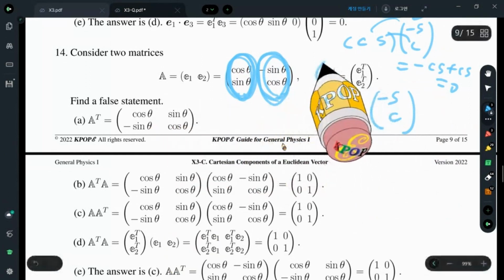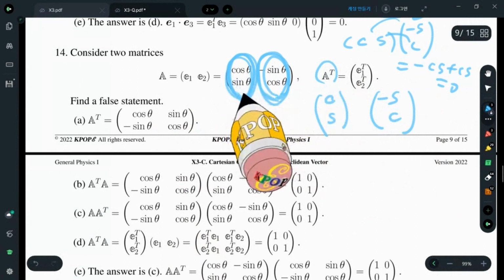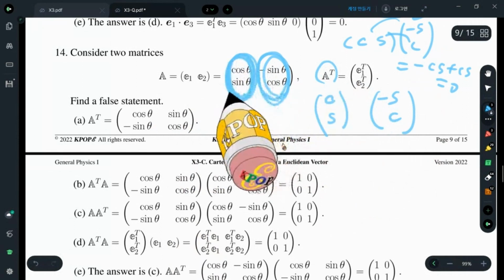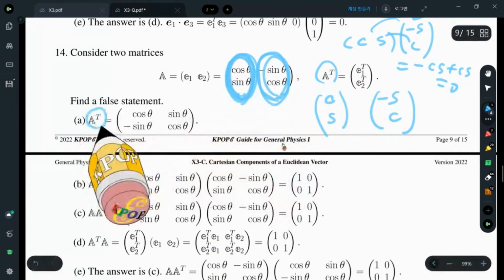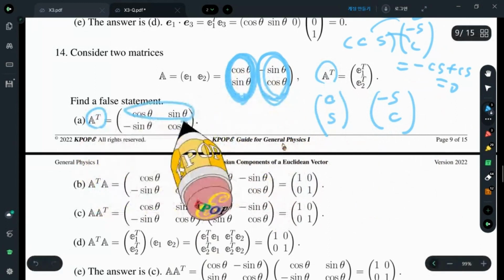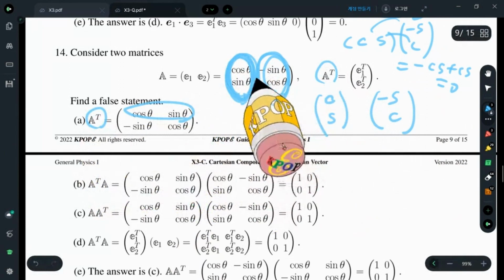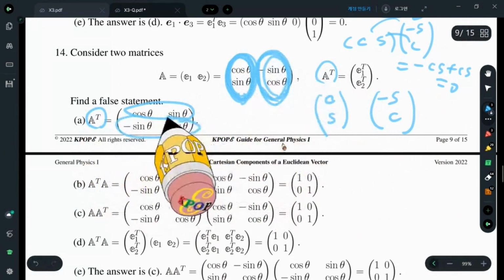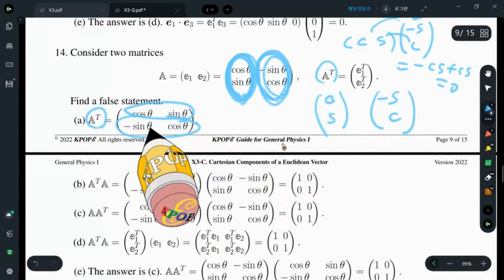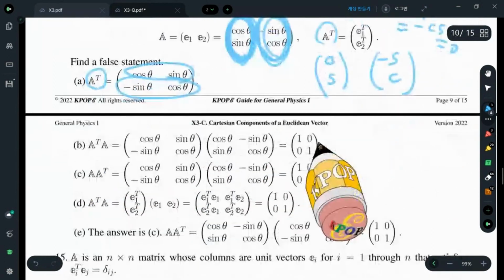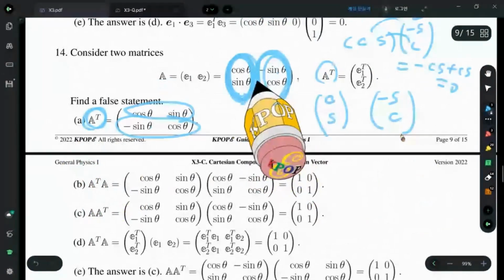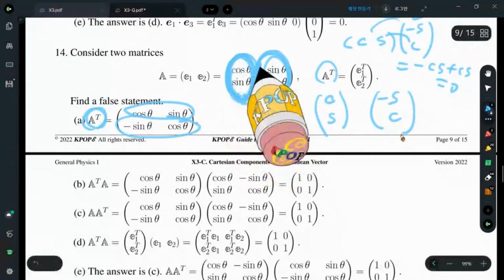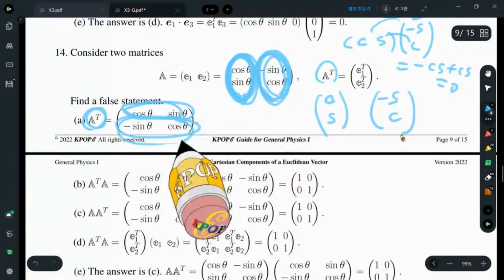And what about the transpose? The transpose is changing this column into a row, and changing the second column into a second row. I copied this. And this A transpose is just replacing columns with rows, right?